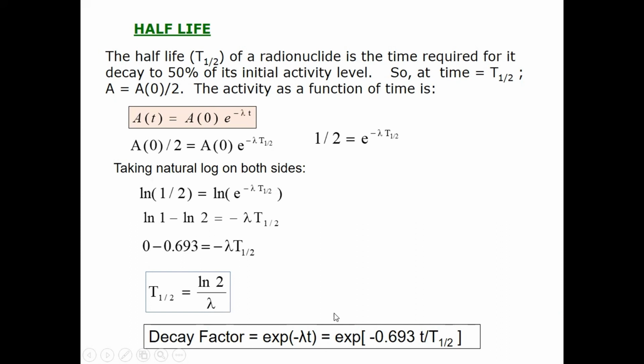The factor which was being used with A was e to the power minus lambda t. This factor has a name. It is called the decay factor. Some books write it as DF, which in terms of the half-life can be written as follows: we can substitute the value of lambda, the probability of decay per second, as natural log of 2 divided by t half. So here I have substituted natural log of 2 times t divided by t half.